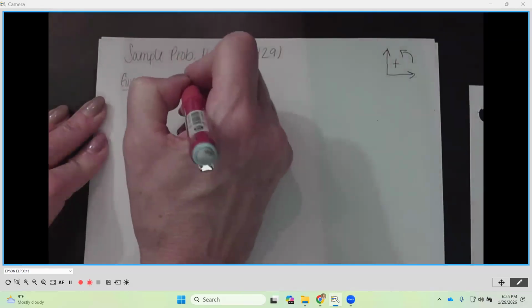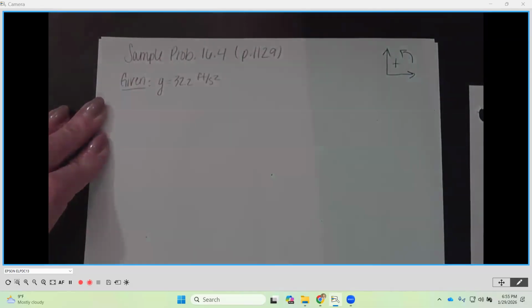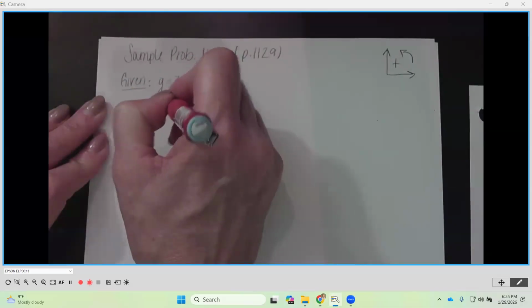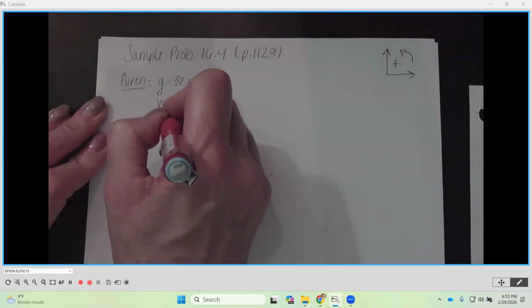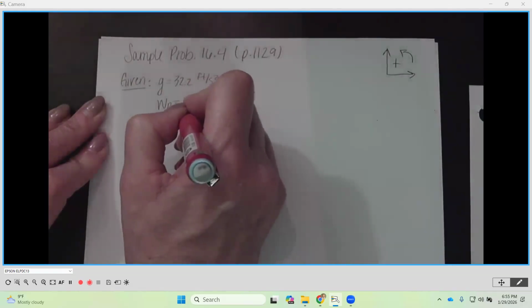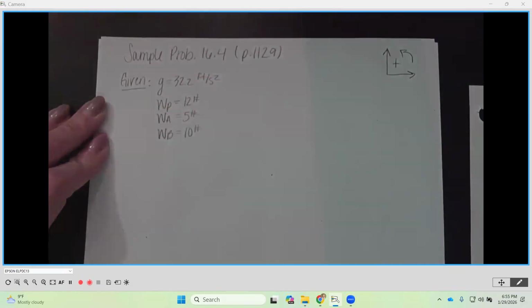As far as givens, I like to get my mind in. Gravity is equal to 32.2 feet per second squared. I just make sure that that's top of mind as I'm doing my problems. I know that the weight of my pulley is 12 pounds. We also know the weight of each one of the blocks. So the weight of A is equal to 5 pounds. The weight of B is 10 pounds. And they show those clearly.